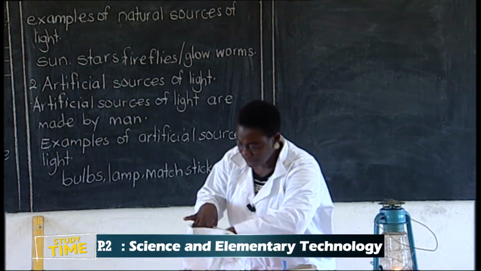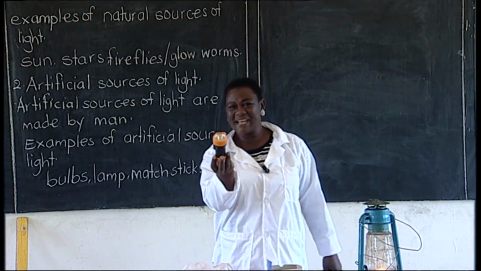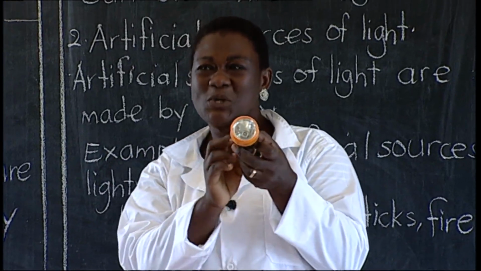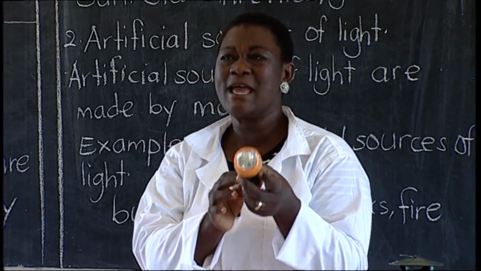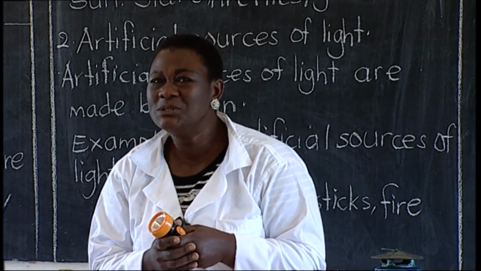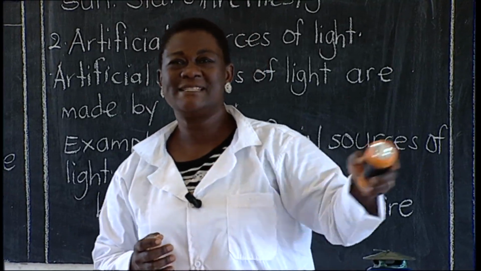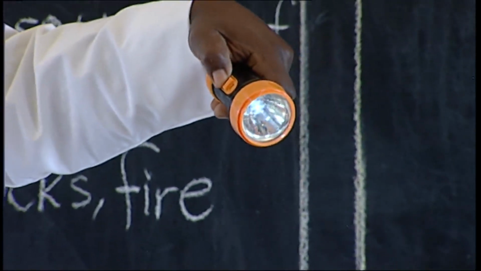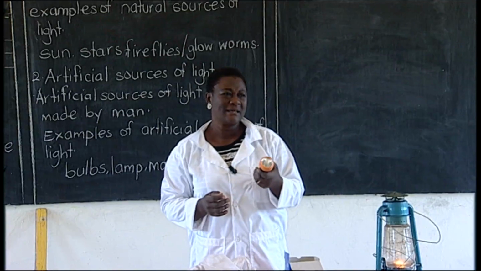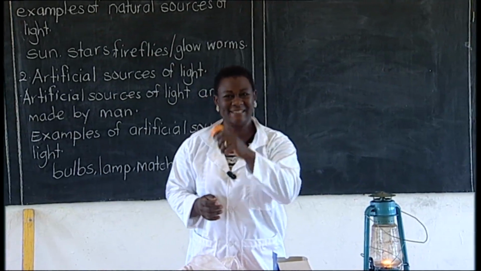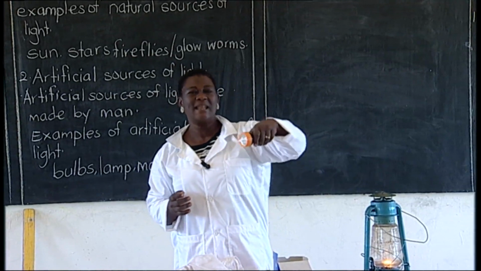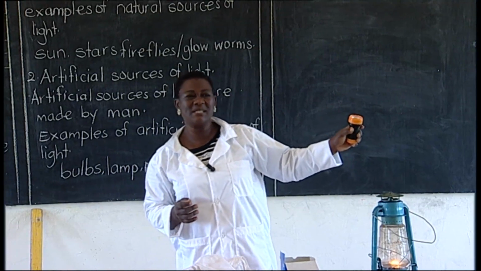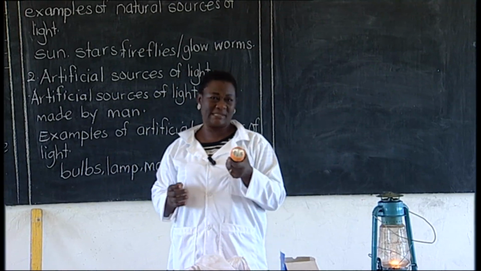Then we have also this one. Do you have it at home? You have it. Oh, it's bigger than this. Okay. This one also is a source of light. If you want it to provide light, what do you do? There is here where you place. And once you press, it gives light. When do we normally use this? At night. We use it at night. It provides us light. So you press here. When you want to use it, you press. And after using it, you have to switch off so that you don't waste.